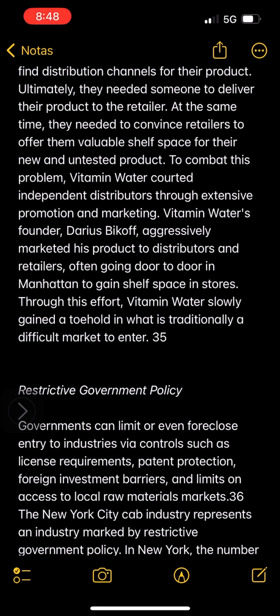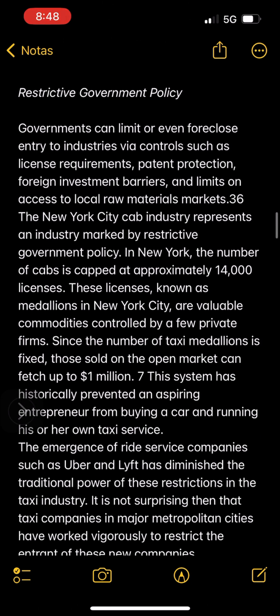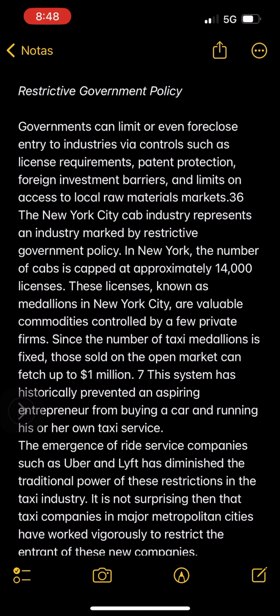Restrictive government policy. Governments can limit or even foreclose entry to industries via controls such as license requirements, patent protection, foreign investment barriers, and limits on access to local raw materials markets. The New York City cab industry represents an industry marked by restrictive government policy. In New York, the number of cabs is capped at approximately 14,000 licenses. These licenses, known as medallions in New York City, are valuable commodities controlled by a few private firms. Since the number of taxi medallions is fixed, those sold on the open market can fetch up to $1 million.